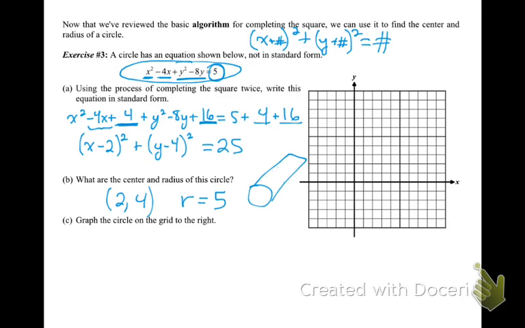First thing you want to do is plot the center. So 2 comma 4 is going to be your center point. And then you're going to at least plot 4 points to the left, to the right, up and down. And you're going to use that radius to find out where those points are going to be. So to the left, 1, 2, 3, 4, 5. There must be a point on the circle. Up, 5. There's another point on the circle. To the right, 5. There's another point. And down 5. There's your last point.